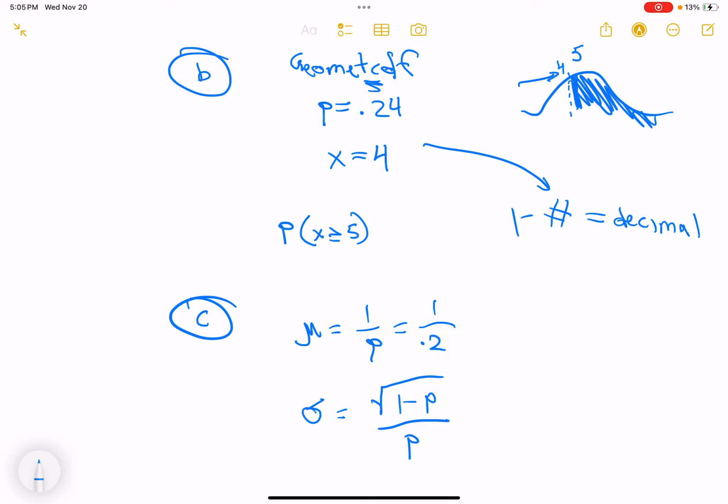1 over 0.24, because that's my rate situation. And I think it comes out to 4.16 people, right? On the other hand, for standard deviation, I'm going to run this calculation. It's going to be the square root of 1 minus 0.24, which is 0.76, over 0.24.